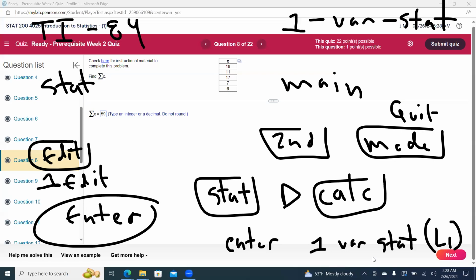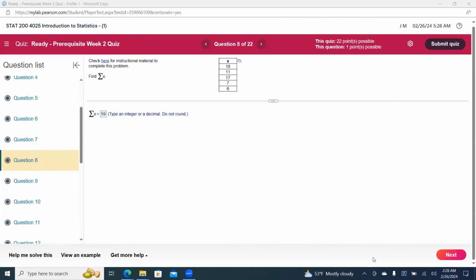Okay, so we do that, and we have the little summation symbol. Don't mix it up with X bar or something. We have this little sum X, and that's going to give you the sum column. So it's 59.